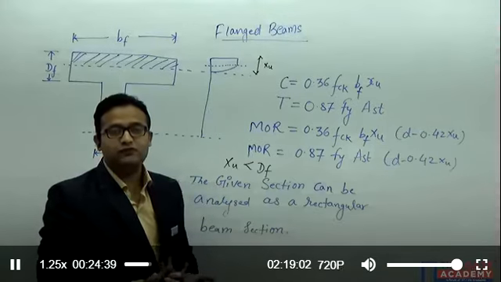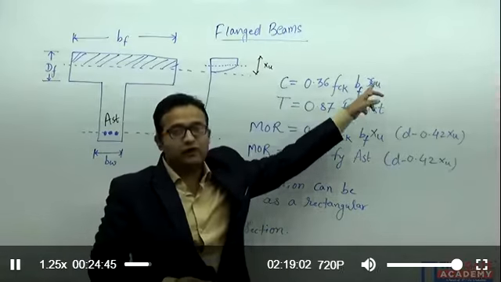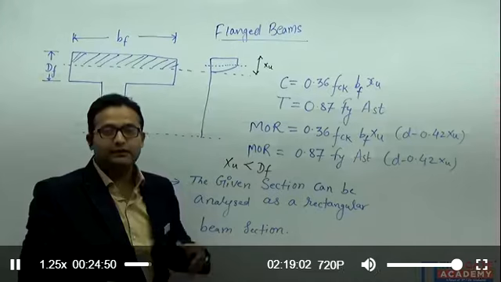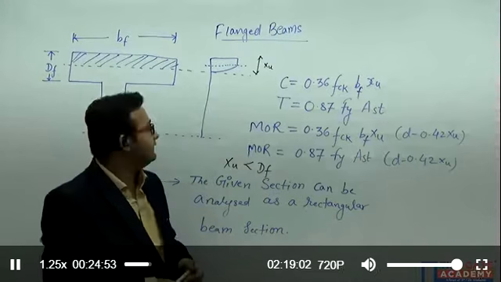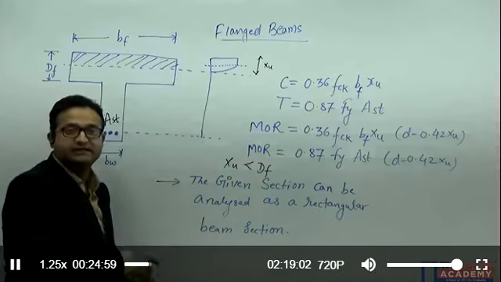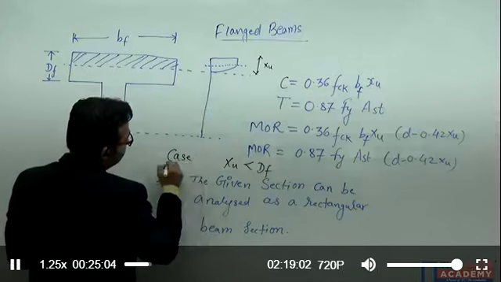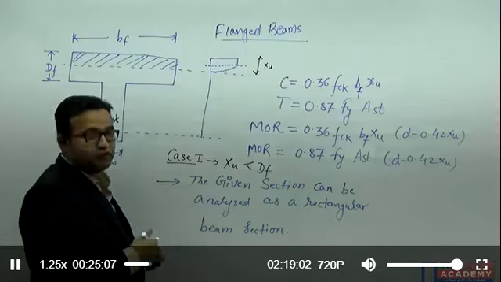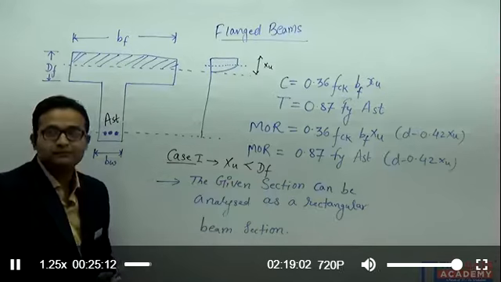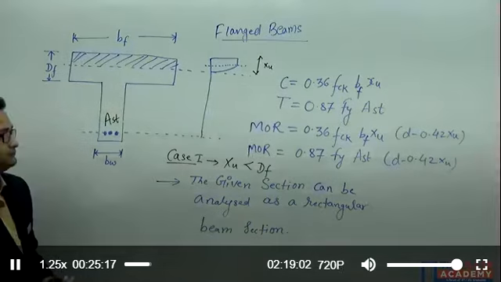Now how to calculate the depth of the neutral axis? Simple, you put C equal to T. From there you can calculate the depth of the neutral axis, and you can check whether it is greater than or less than the given depth of the flange of the beam. So this is my first case, case number one, where the depth of neutral axis xu is less than the depth of flange Df. Please note down fast. Done.